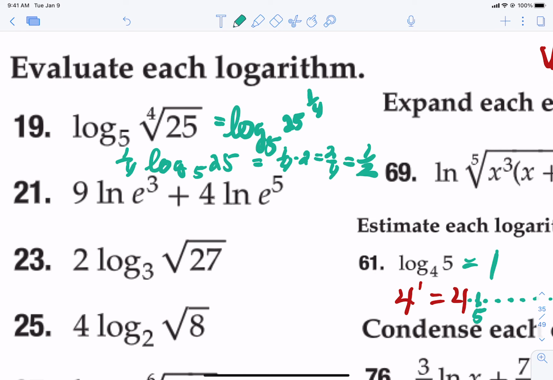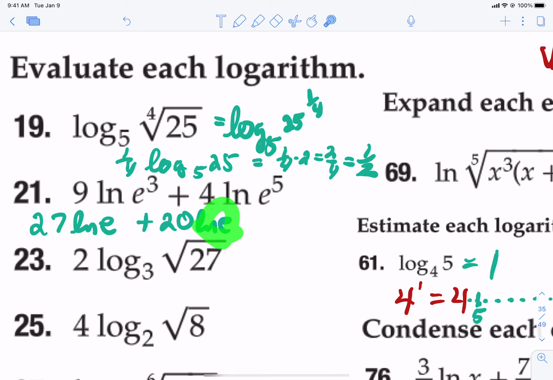Let's look at 21. The e power can drop down in front. So let's do that. When it drops down in front, it multiplies by whatever's there. 27, 4 times 5 is 20. Now, because of what we learned last lesson, 3-2, about natural logs, the natural log of e is 1. So this is just 27 times 1 and 20 times 1. They cancel out. That's perfect. So that's just 27 plus 20, or 47.